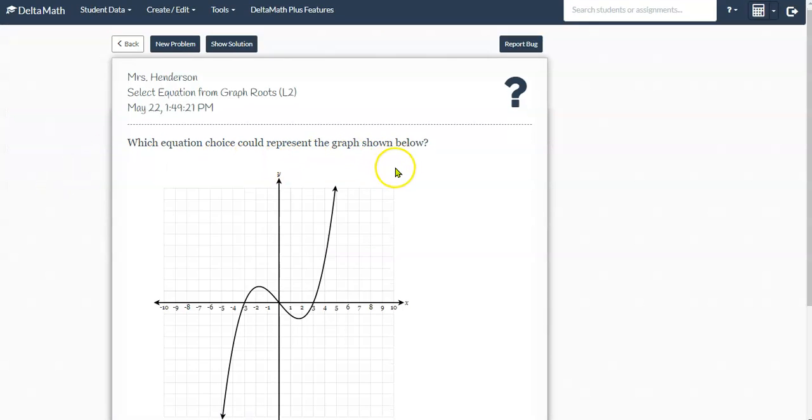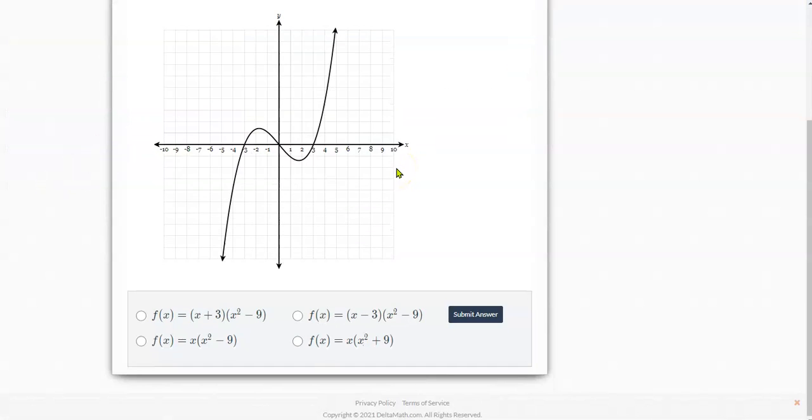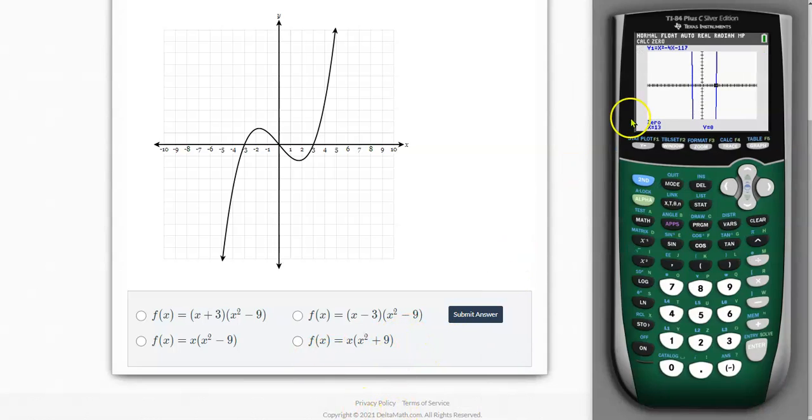Select an equation from the graph. I know you're like, what is this? Yeah, that is some business right there. All right, here's the fastest way to do this. Turn your calculator on, go into your y equals button, and type what you see.